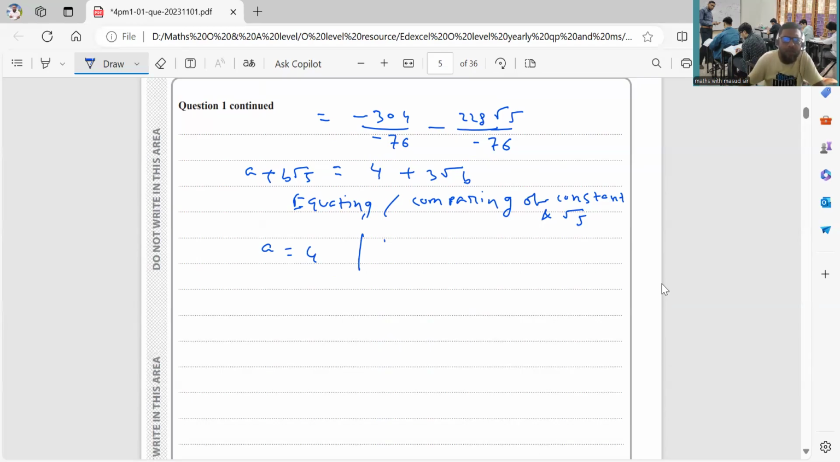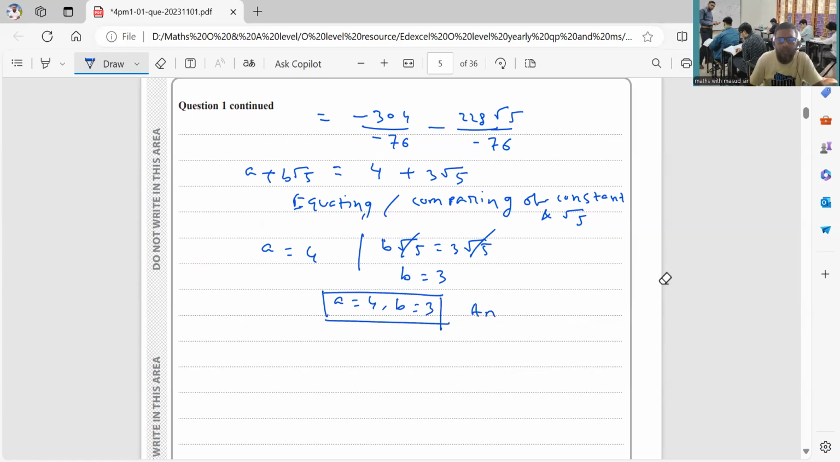Actually, this is not b. I made a mistake. Actually, this is not b, and this is actually 5. Okay. So b root 5 equals to 3 root 5. So root 5 is cancelled, and then we have got b equals to 3. So finally, we have got the answer a equals to 4 and b equals to 3. So this is the answer.